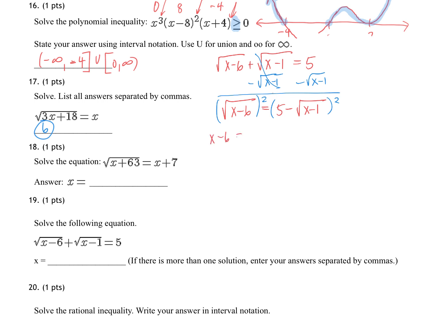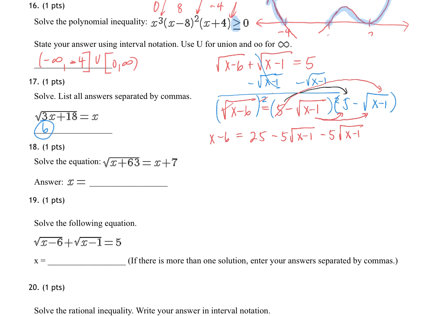Now that I've isolated at least one square root, I can square both sides. So on the left, it just cancels out the square root because that's the whole side. But on the right, it doesn't just cancel it out. I've got to write it again and then FOIL. So 5 times 5 is 25. 5 times this square root would be -5 square root x minus 1. Now I'm going to FOIL out or distribute this square root. So it's going to be -5 square root x minus 1. So those will repeat. That middle part will repeat.